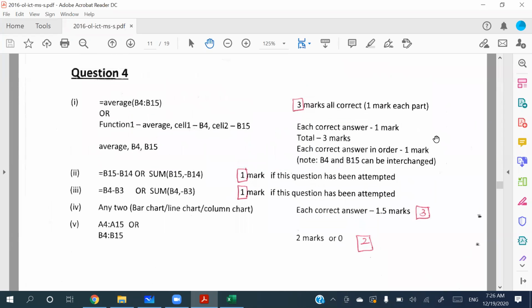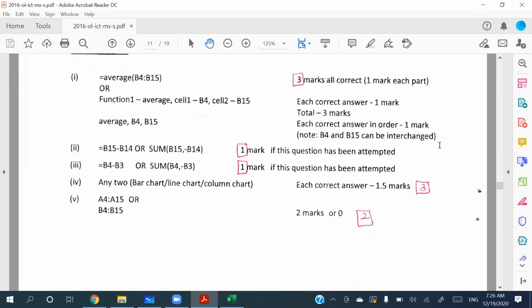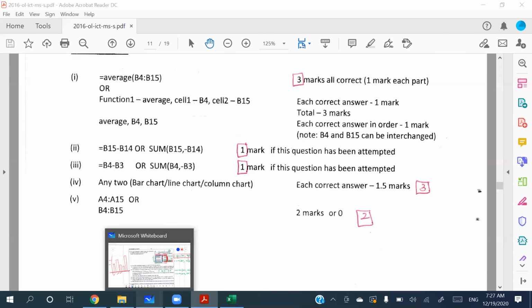And please sum up the things. So the first part is having 3 marks, second and third is having just 1 mark for each, and the fourth part is having 3 marks for the different 2 types of the charts, and the last part is having 2 marks. All right, so moving to the next question, the question number 5.